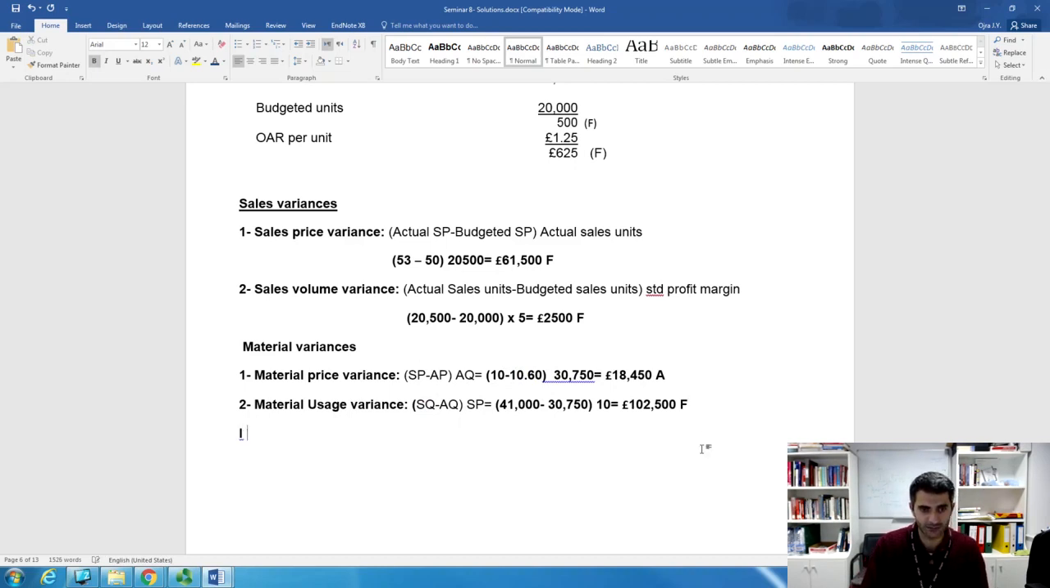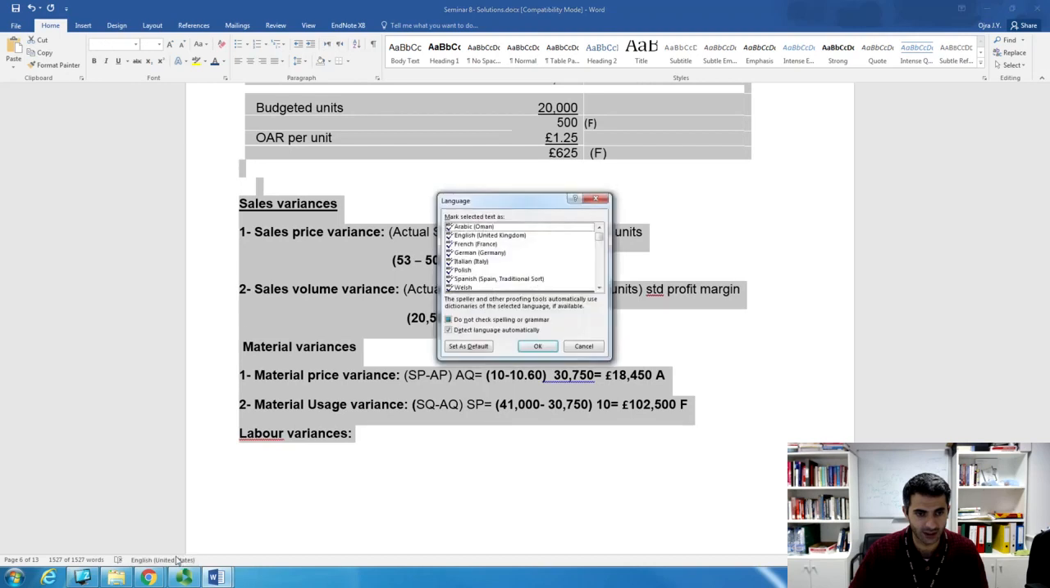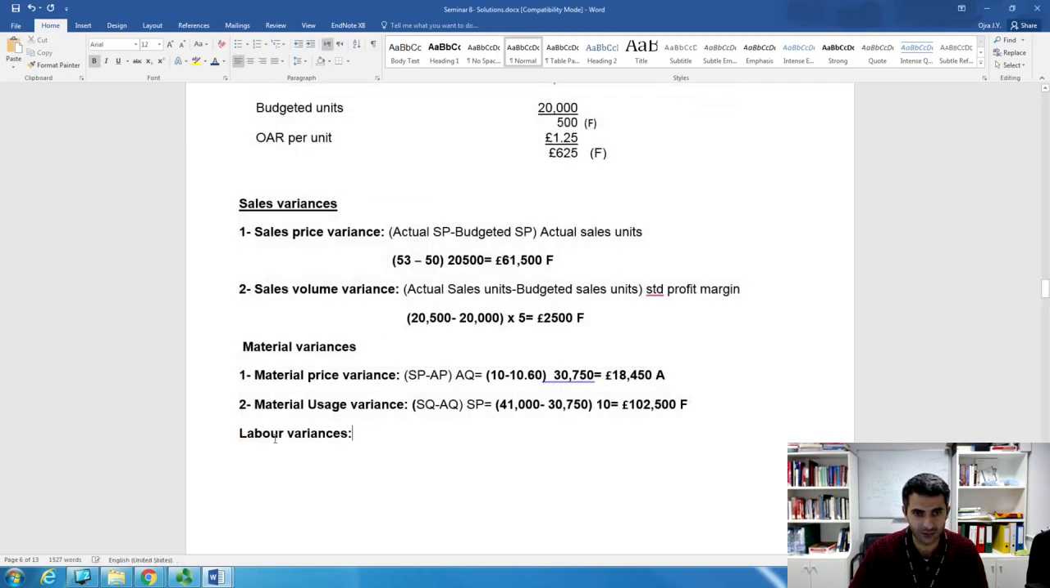So labor variances. Okay, labor variances. I know why it's in red, because it's English United States, but what we can do, we press Control A and move to United Kingdom. So here we go. So now there is no error, isn't it? Yeah, I know.